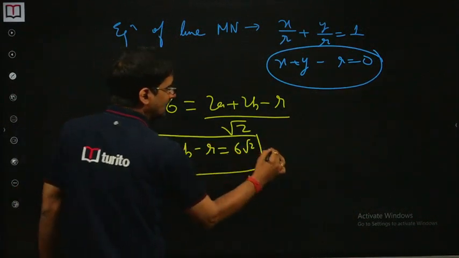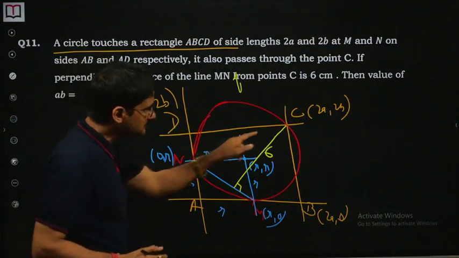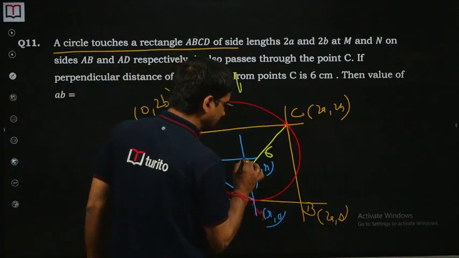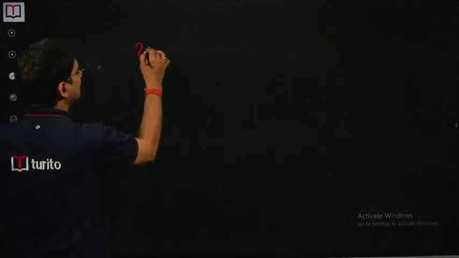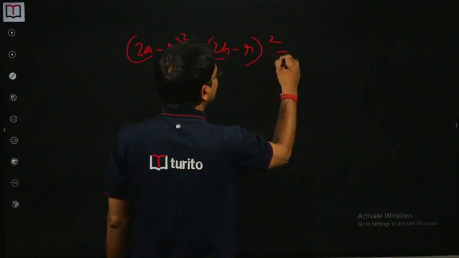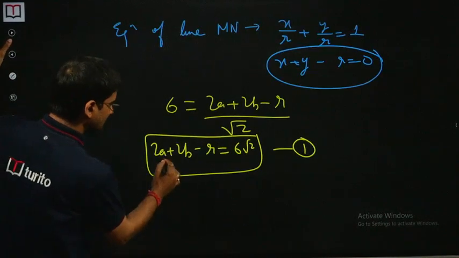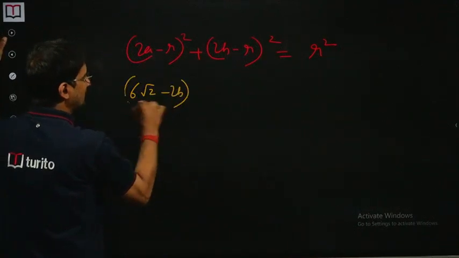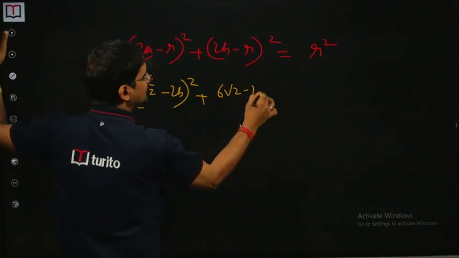Now one thing I realized I didn't use yet is that the circle passes through the vertex C. How can I use it? Just by using the distance formula. The distance of the vertex C from the center has to be the radius. So (2a - r) whole square plus (2b - r) whole square is equal to r square. Now 2a - r is 6 root 2 - 2b, whole square. Similarly, 2b - r is 6 root 2 - 2a, whole square.